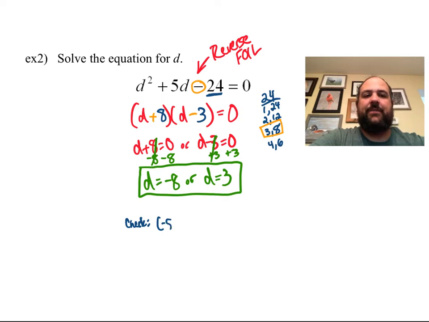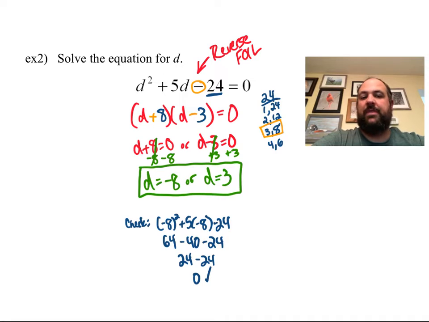So if I took negative 8 squared plus 5 times negative 8 minus 24, that would be 64 minus 40 minus 24. 64 minus 40 is 24. 24 minus 24 is 0. That one works. I can do the same thing with the 3.